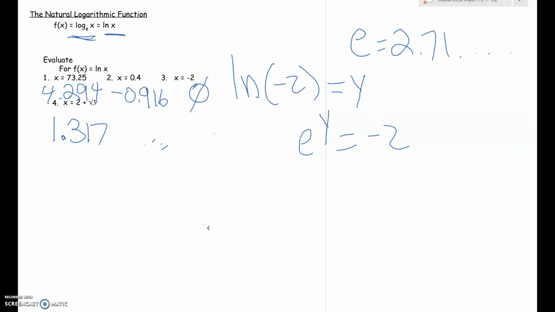There's no way to put an exponent on that to make it a negative, so this one does not work. Okay, so this one won't work. Number 4, you have to be a little careful.